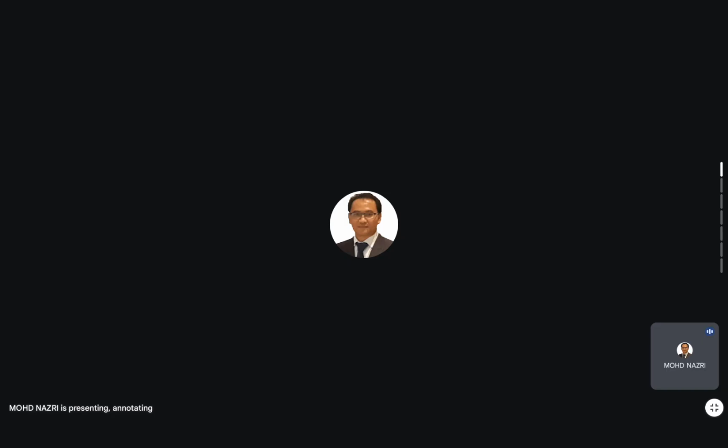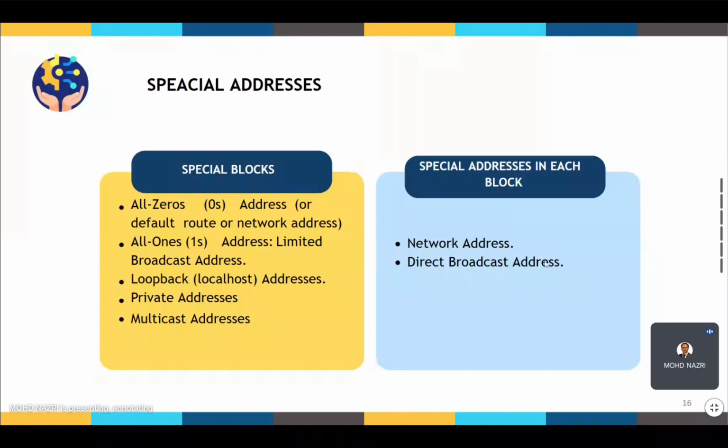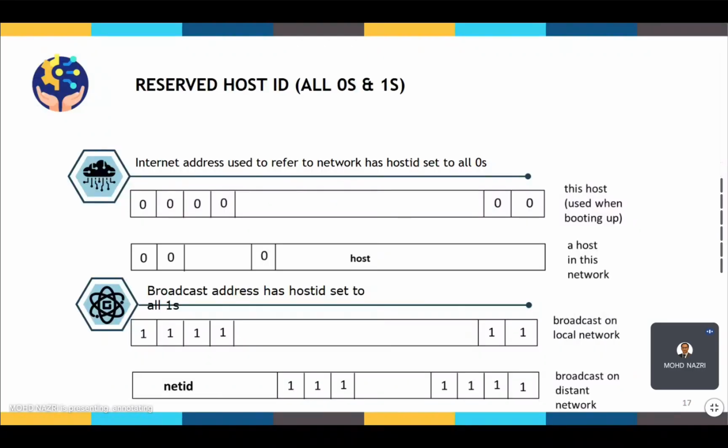Special addresses in each block are the network address and the direct broadcast address. For the network address, depending on the calculation, you have all zeros for the host part. When converted to decimal, it becomes 0.0.0.0. However, the broadcast address is normally 255. So where does it come from? In binary, all ones, and when you convert it, it becomes 255 in decimal.